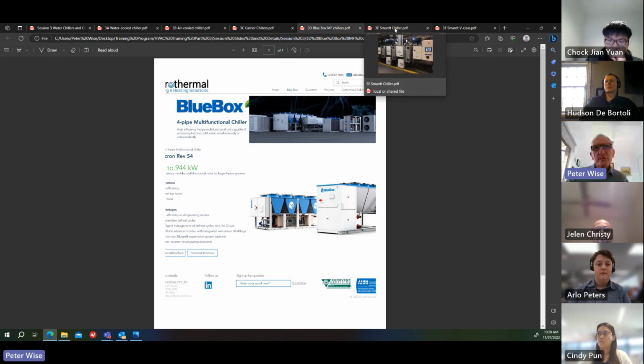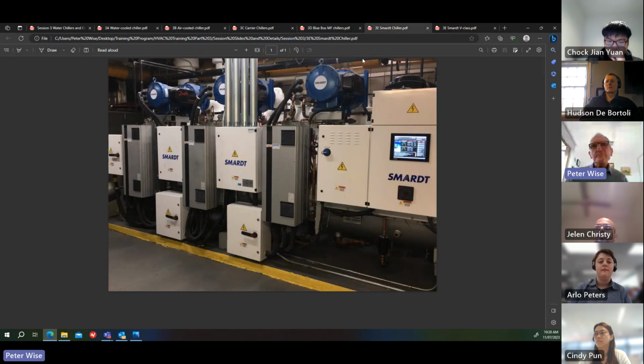And there's the smart chiller again. That one looks like it's got three compressors. Interesting story behind smart chillers. It started off, the designer was based in Melbourne, and these guys were the ex-Carrier people in Melbourne. They designed this chiller. Smart in Germany, I think, bought them out.